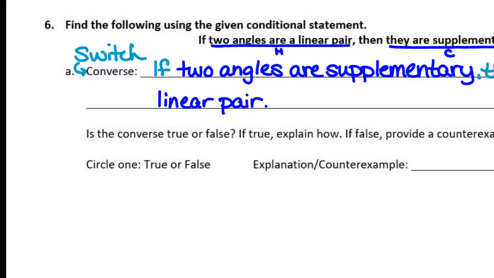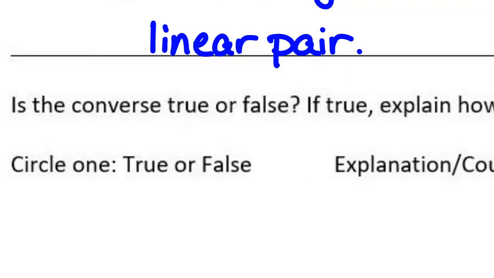All right, now we have to think whether that is true or false. If I have two angles that are supplementary, what does supplementary mean? They add up to 180. If I have two angles that add up to 180, do they have to be a linear pair? No, so this would be a false statement.